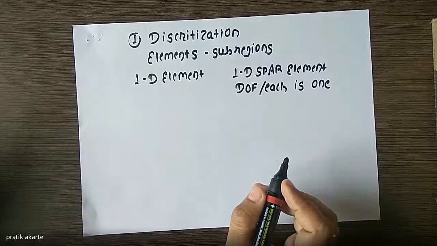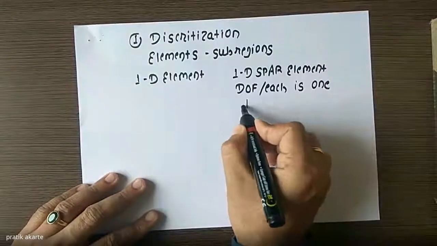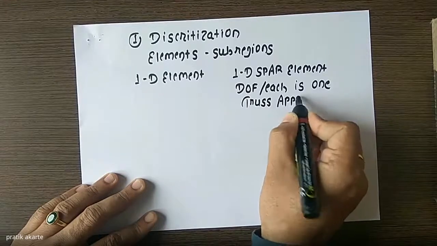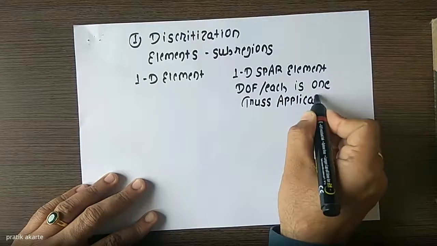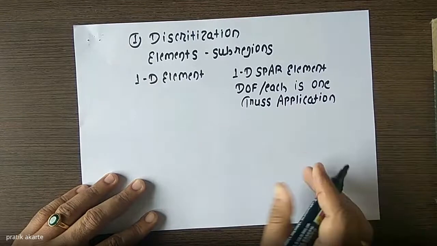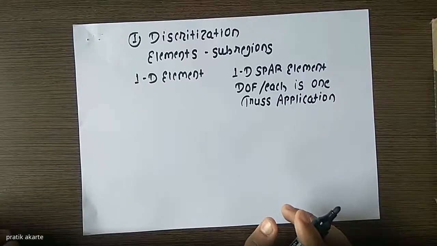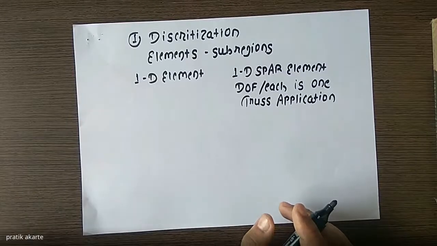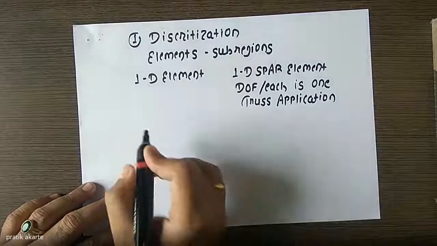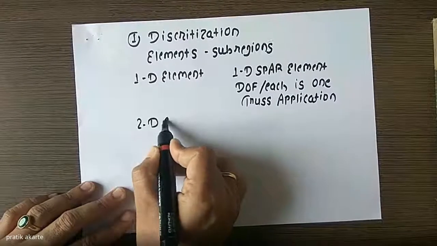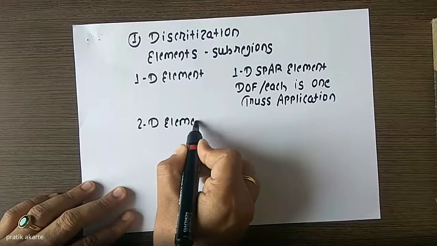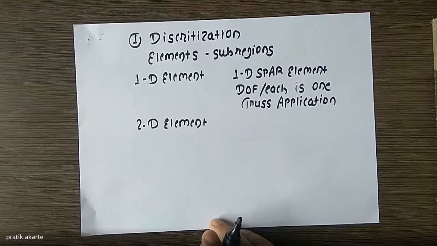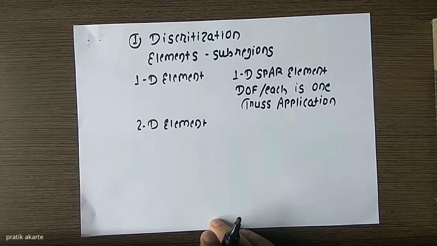Then these kinds of elements can be used in truss applications. While calculating truss structures, which are most common in finite element analysis, we can formulate the 1D spar element. Then the next type of elements are 2D elements. You can easily guess that the degree of freedom for these 2D elements is 2. These are called higher order elements.